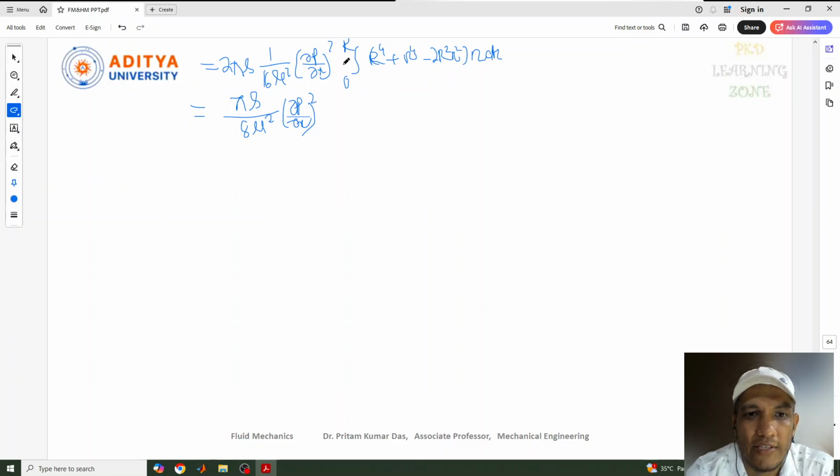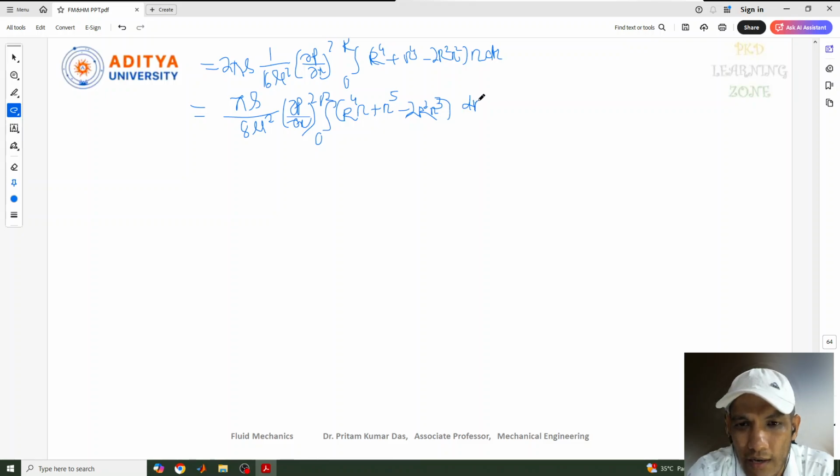Now this term is going to be constant, and the remaining terms we are going to integrate. So let me write this again, 0 to r. So this is R to the power 4 into r plus r to the power 5 minus 2 into R square into r cube, whole bracket, dr. So now these things, no need to write again and multiple times.